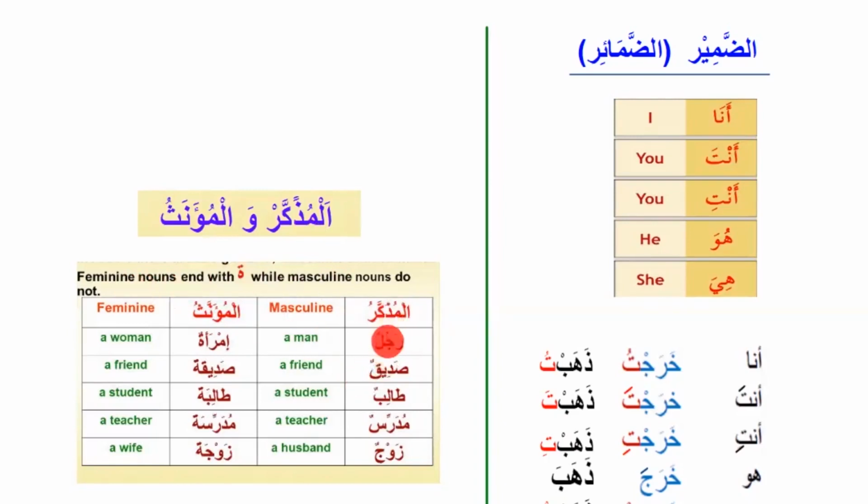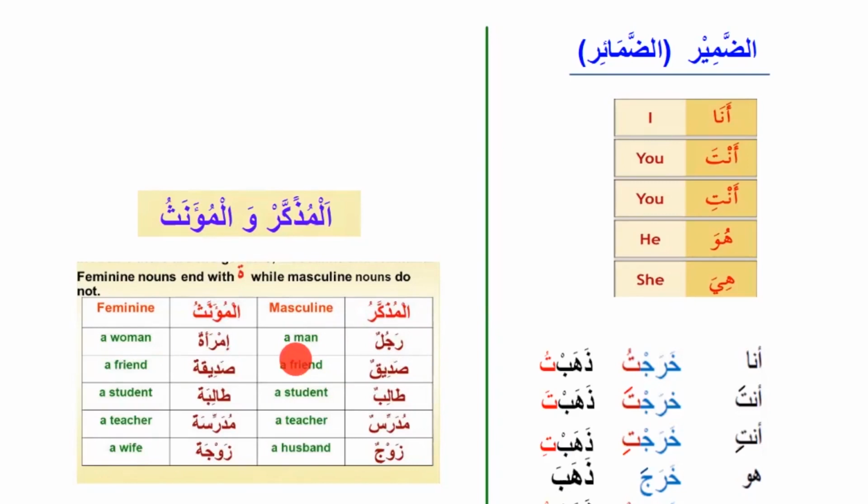Observe something. Rajulun means a man. Imra'atun means a woman. Okay, that one is clear, or that one is even in English, we have that. But observe the next example. Sadiqun means a friend. Sadiqatun means a friend. So in English, if I say a friend, I have a friend, it could be a male or a female. It doesn't matter.